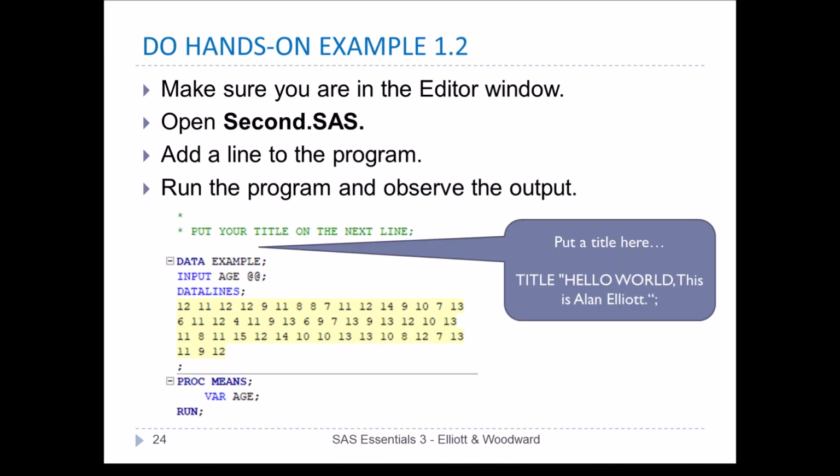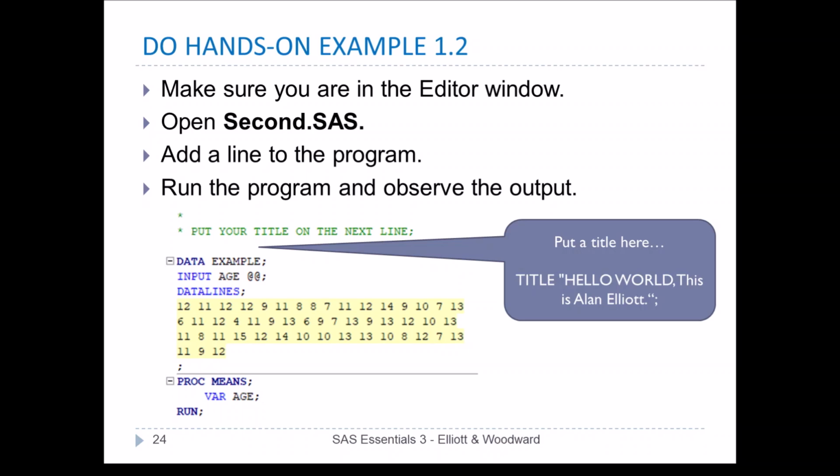Let's do a second example. In this case, again, make sure you're in the editor window. You can simply click on the tab now that says First, and then choose File, Open Program, Second. It's going to appear in a second new window called second.sas. And we're going to see this program that you see below here, and we're going to do something a little bit different. We're going to add a line to this program. You can go ahead and run the program if you want to see what it looks like, but we're going to add in this little blank space under where it says put your title on the next line.